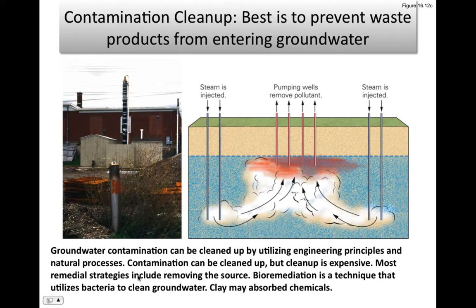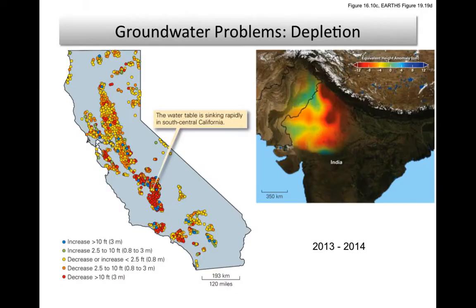And most remedial strategies include removal of the source. So that's like this here. You remove the source and let it air out. You could also use bioremediation, where bacteria can attach themselves to some of these chemical compounds and break them up. And then also clay absorbs some of those chemicals.